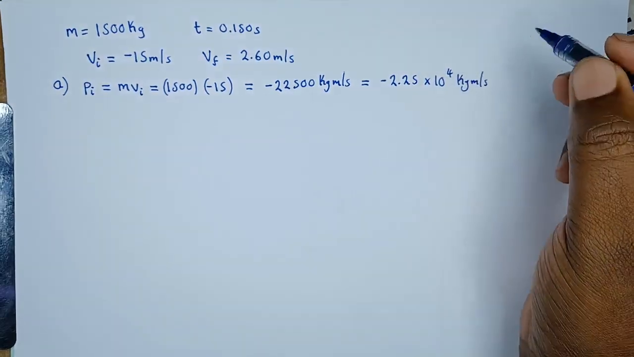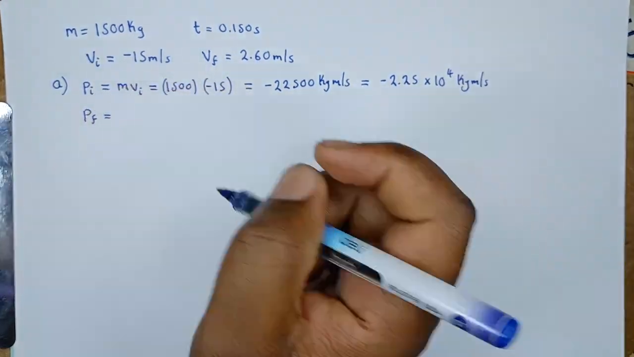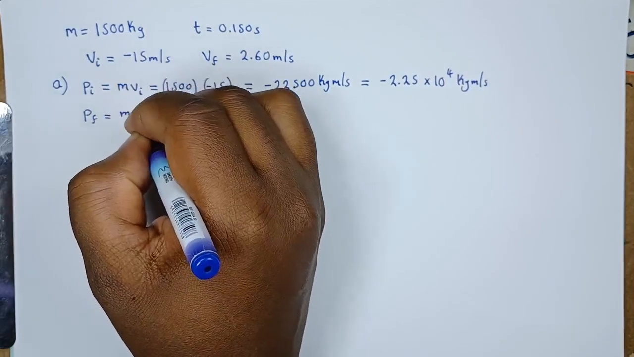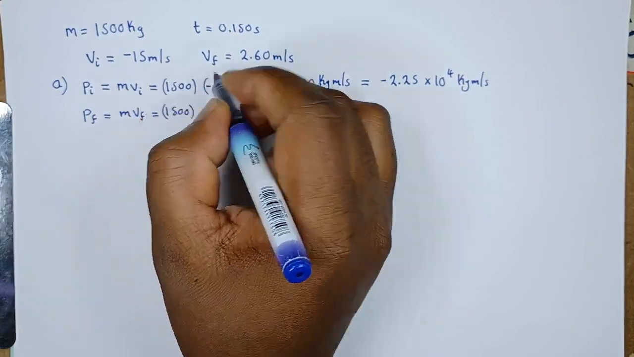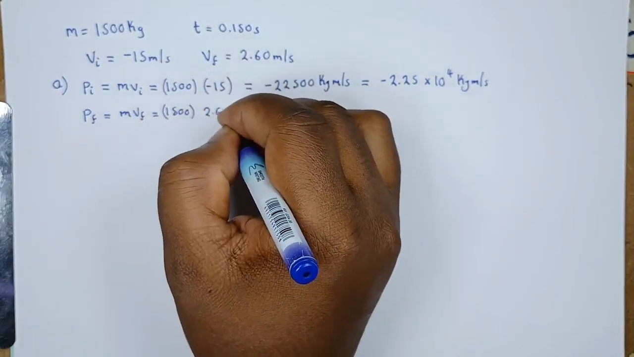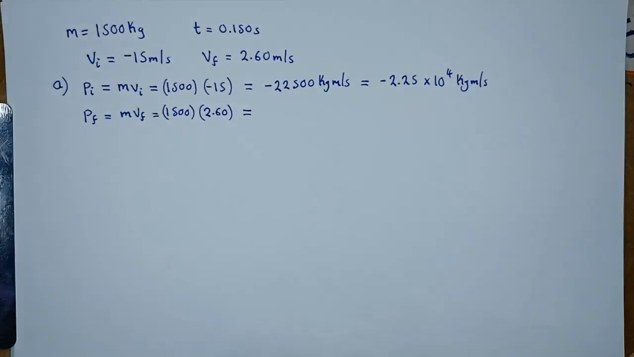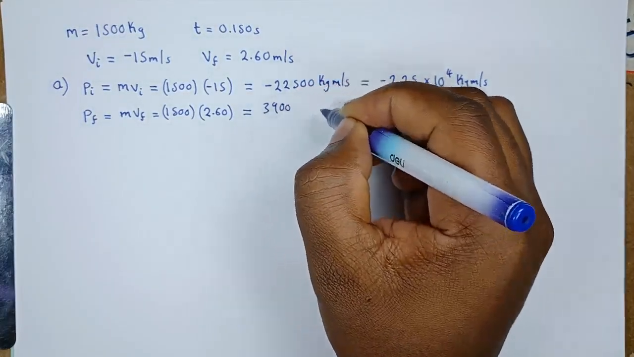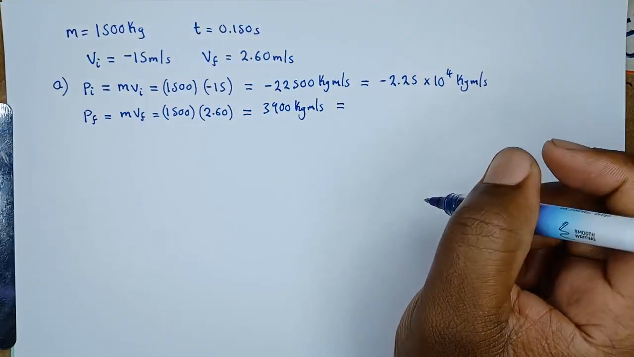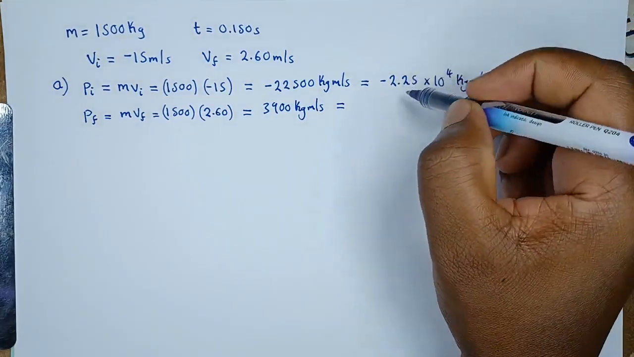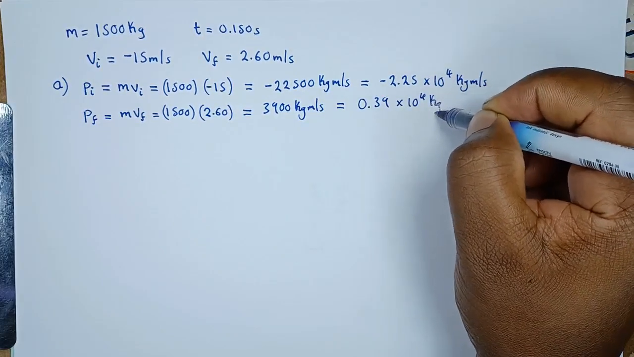Okay. Let's find the final momentum after collision. So final momentum is m times v. Mass is still the same, 1,500. The final velocity in this case is 2.6. If we multiply these two, we get 3,900 kg meters per second. And in standard form, we can have it as 0.39 times 10 to the power 4 kg meters per second.